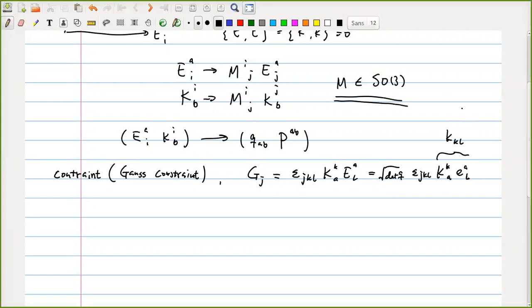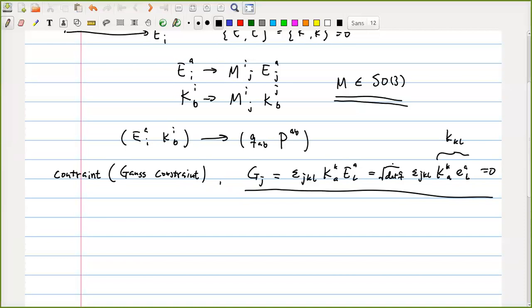So you are free to move up and down. It's just the KKL, with K being a symmetric tensor. KKL is a symmetric matrix, and when you contract with epsilon, definitely you get 0. So this is clearly a constraint on the new variables K and E, because it has no time derivative.